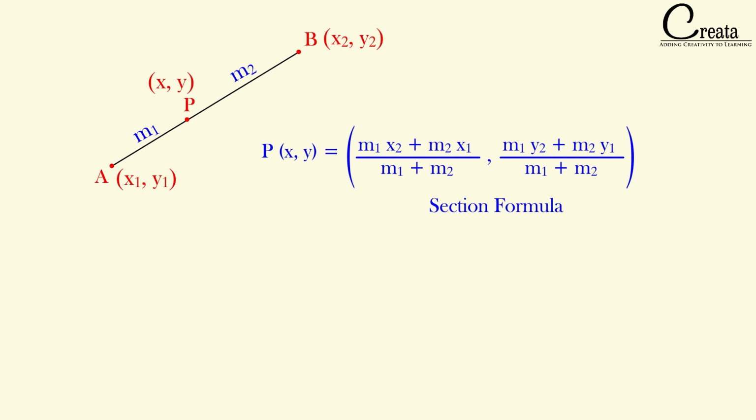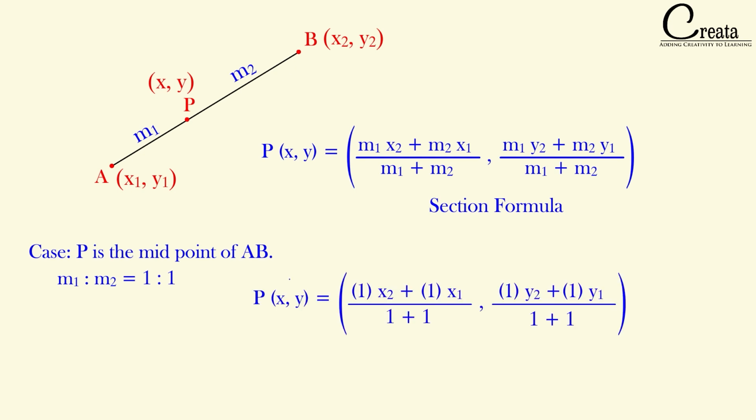Further, let's take a case. The case is that if point P is the midpoint of the line segment AB, midpoint means M1 is to M2 will be equal to 1 is to 1. Let's put the value. On putting the value, we got the coordinate of point P as (x1 plus x2) by 2, comma (y1 plus y2) by 2. This is a case of the section formula when the point P is at the midpoint of the line segment AB.